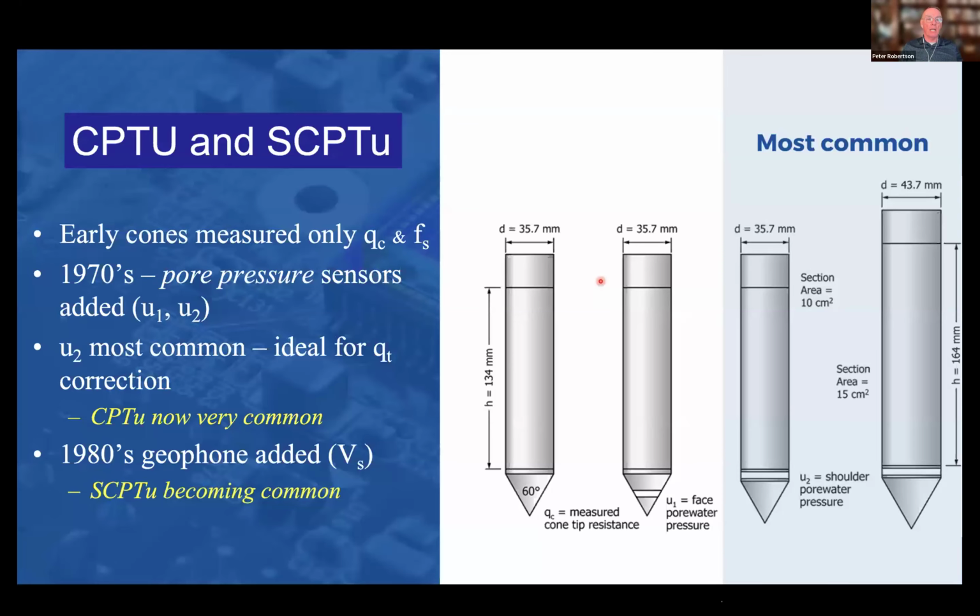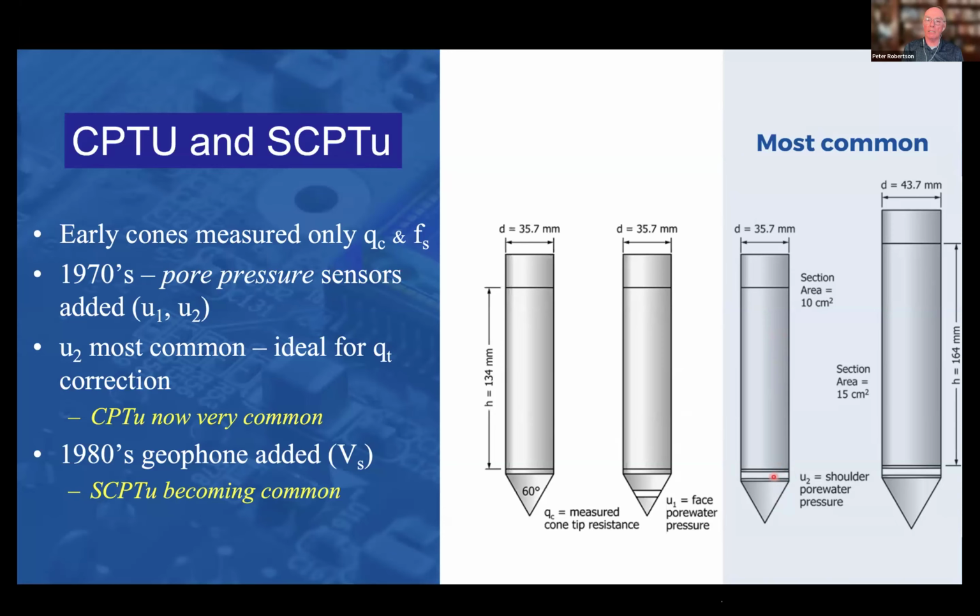When it comes to the cones, in the early 70s, they measured just tip and sleeve, like the one on the left here. And then in the 70s, pore pressure was added. In the very early days, it was a sensor added to the face of the cone. And then people realized it's better to put it on the shoulder for two reasons. The one on the face typically would get damaged very easily, whereas the one on the shoulder was easier to saturate and didn't get damaged. And it gave the pore pressure measurement that you needed to make the unequal end area correction on the tip. Hence you needed it to make that correction.